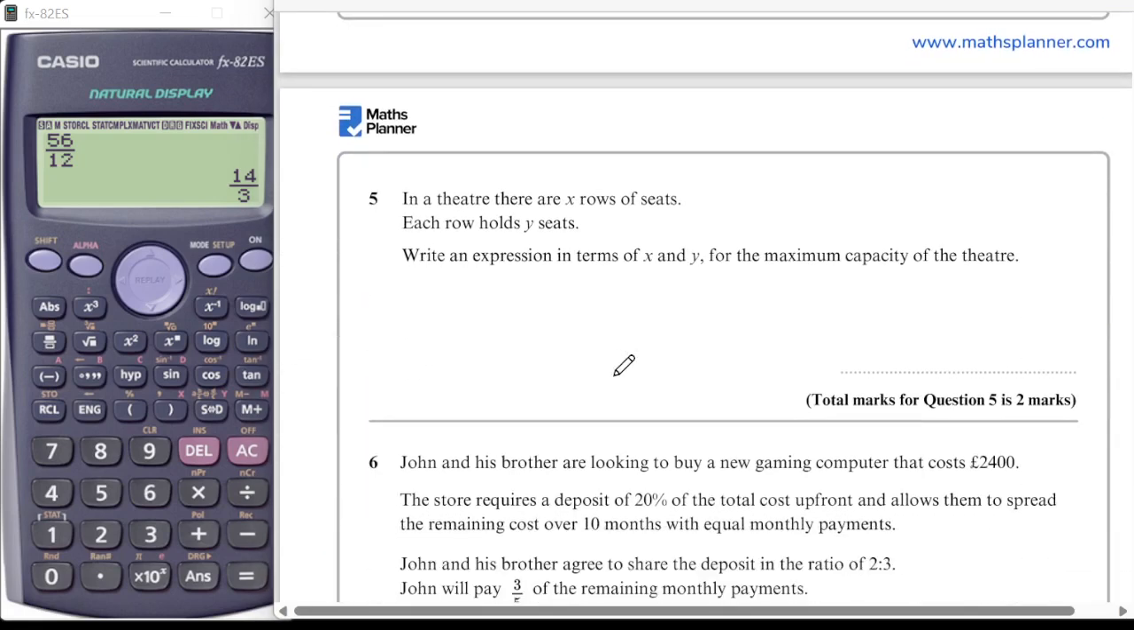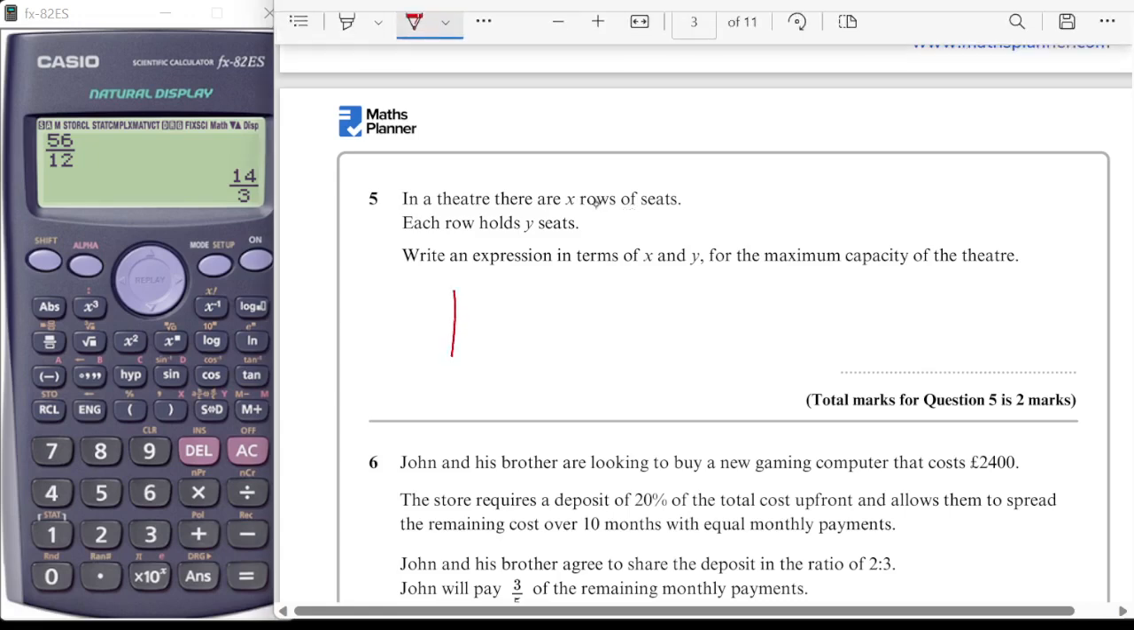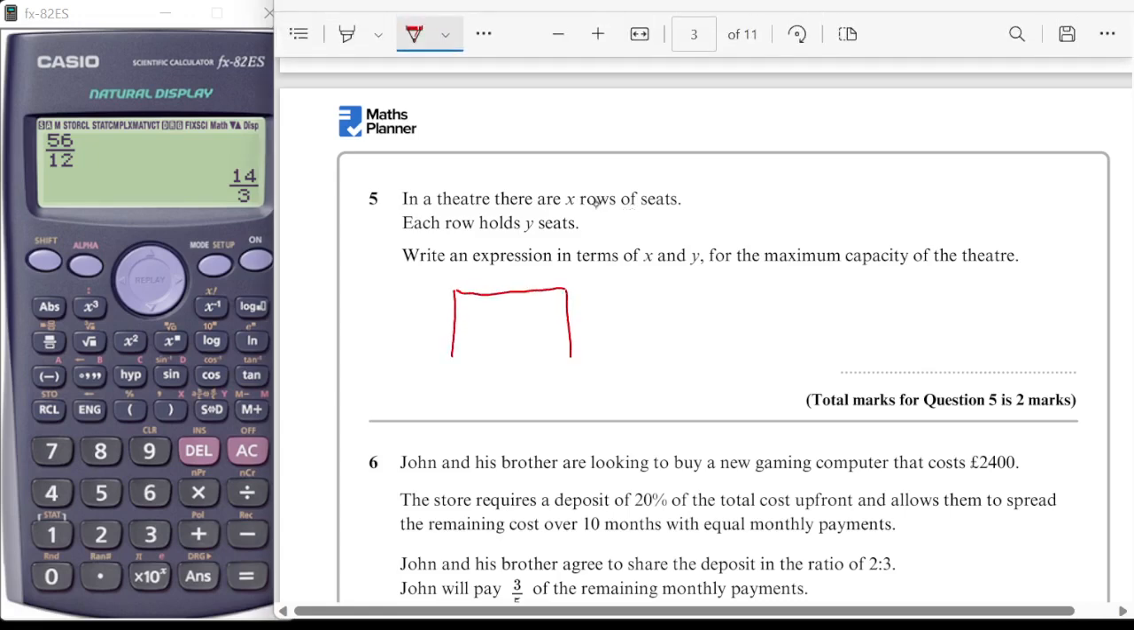And question 5. In a theatre there are X rows of seats and each row holds Y seats. So in effect we're kind of viewing it like this. This is a theatre and we've got X number of rows and we've got Y number of seats. Write an expression in terms of X and Y for the maximum capacity of the theatre.